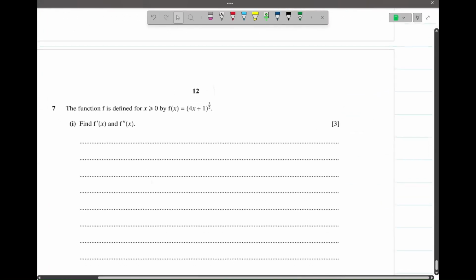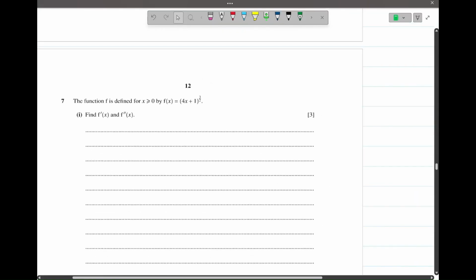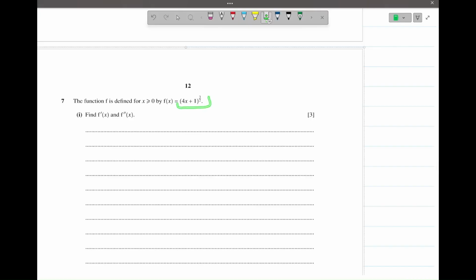This question reads: the function f is defined for x greater than 0 by f of x equals this expression. Find f prime of x and f double prime of x. So this is basically the first derivative and this is the second derivative. So let's get started with it. We just have to do simple differentiation here. f prime of x is going to be equal to, I'm going to multiply the constant towards the starting of the expression.